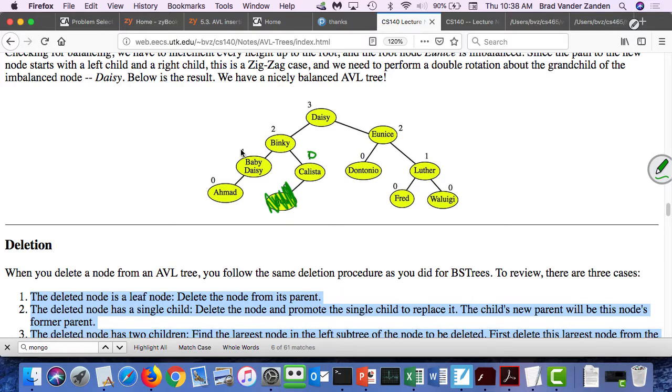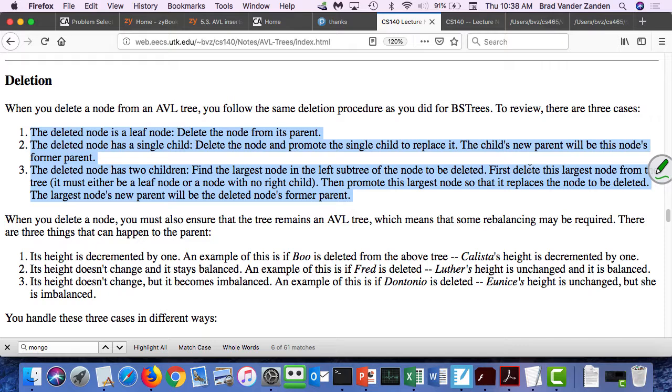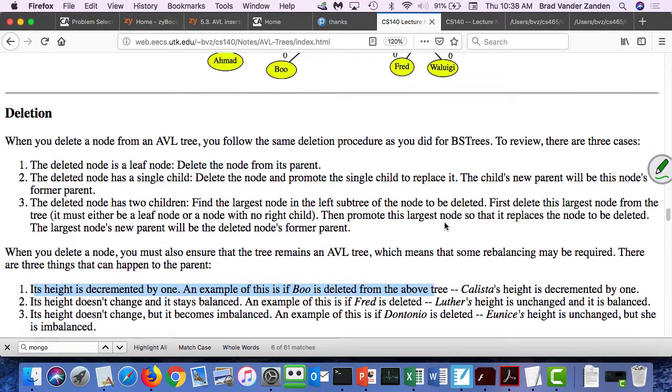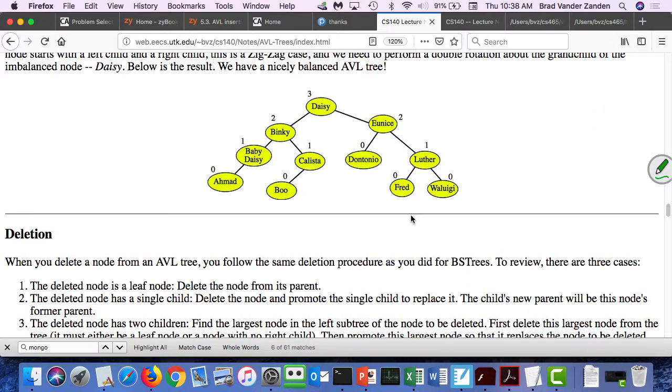Okay? Case 2 is that we delete a node and the height of the parent does not change. So let's say we delete Fred. Okay, the height of Luther does not change. It's still 1. This case is the perfect case. The height of the parent did not change and it is still balanced.